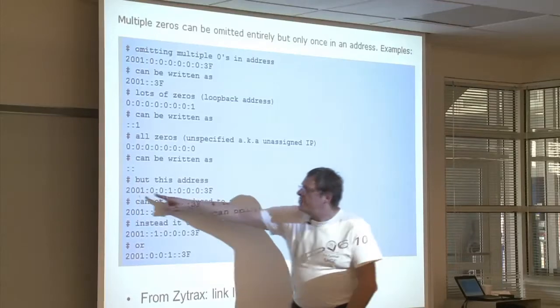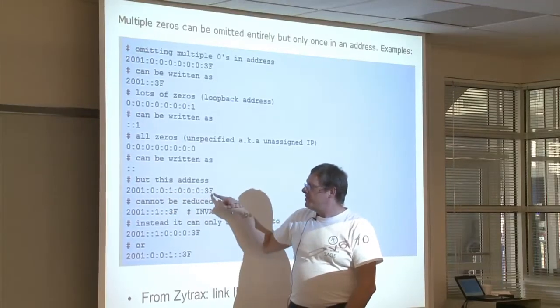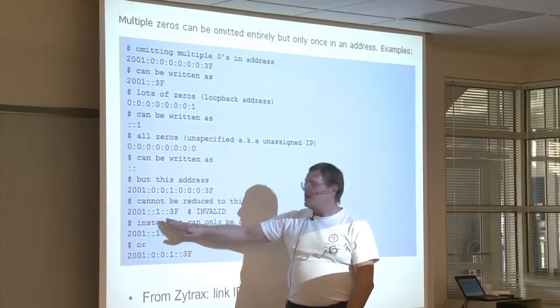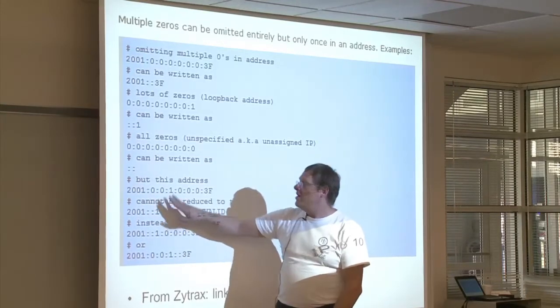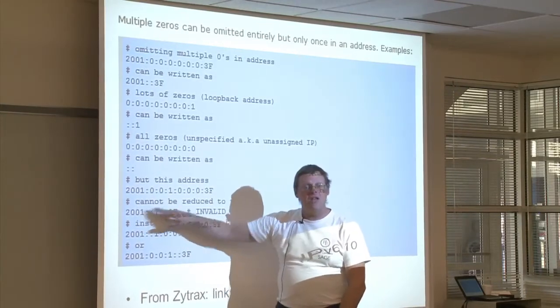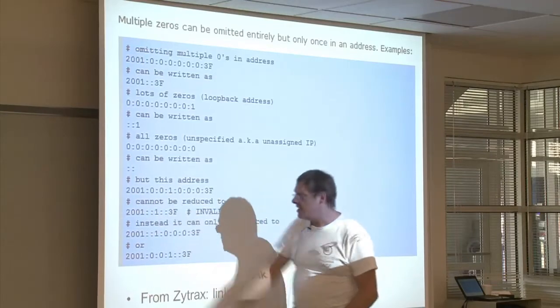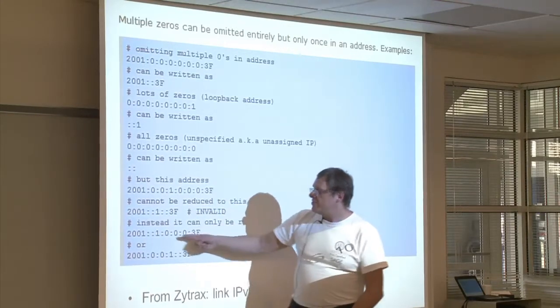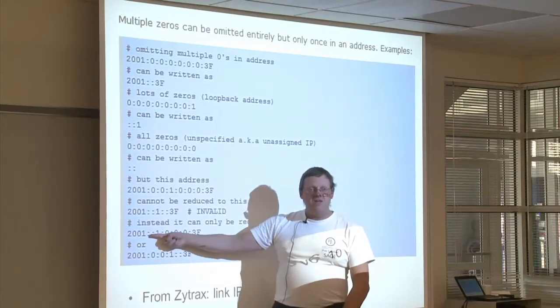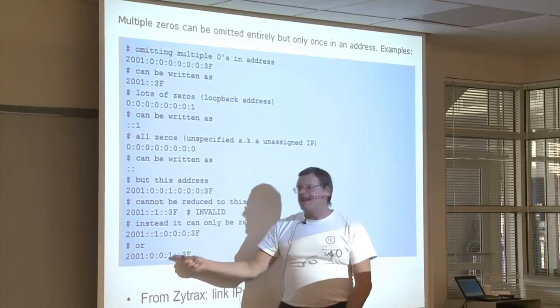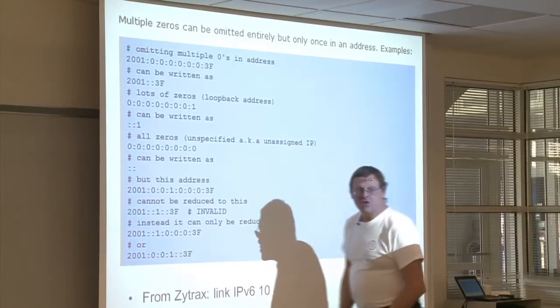This address, 2001:0001:0003F, cannot be reduced with double colons because that would be ambiguous. You don't know whether to put 4 zeros here and 1 here or 3 and 2 or anything, so that's not really unique. You have to choose to either put these zeros in explicitly and use a double colon, or put those zeros in explicitly and use a double colon. That's as short as you can make it.